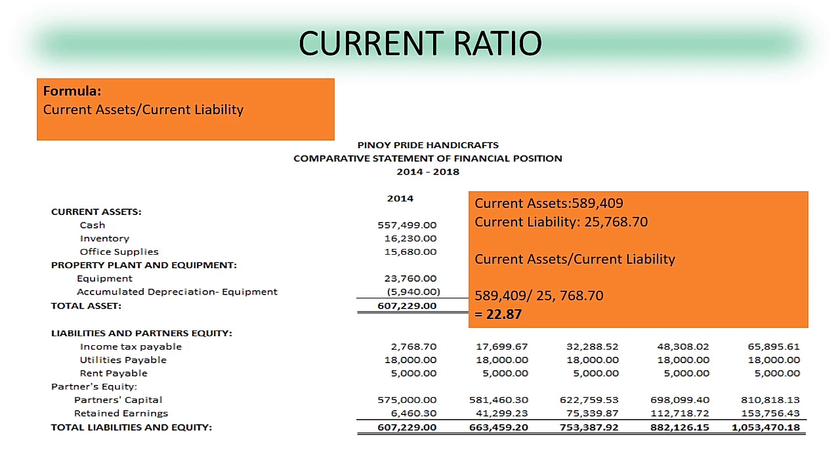In our given example, the computed current ratio is 22.87. It means that the company is not using its assets efficiently.